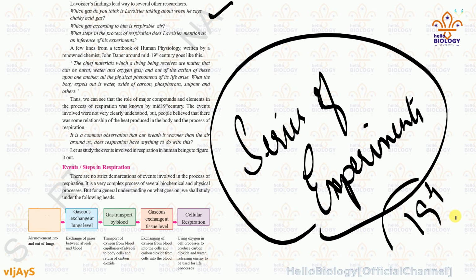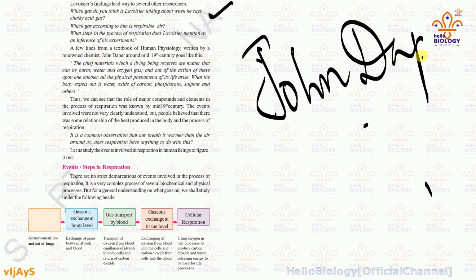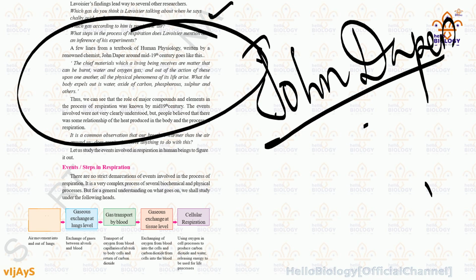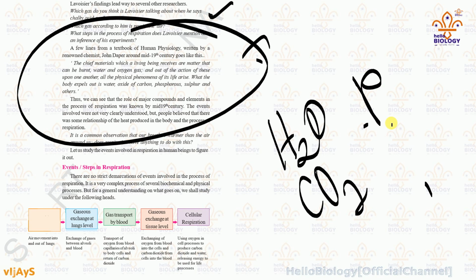This was around the 19th century. And one more person in the 19th century is John Draper. What he said is important here: the chief elements which a living being receives are matter that can be burnt, water, and oxygen gas. Out of the action of these upon one another, all the physical phenomena of its life arise. What the body expels is water, carbon dioxide, phosphorus, sulfur, nitrogen, etc.